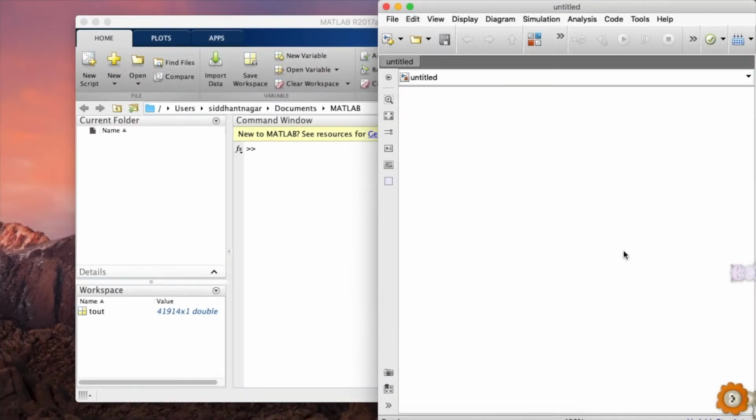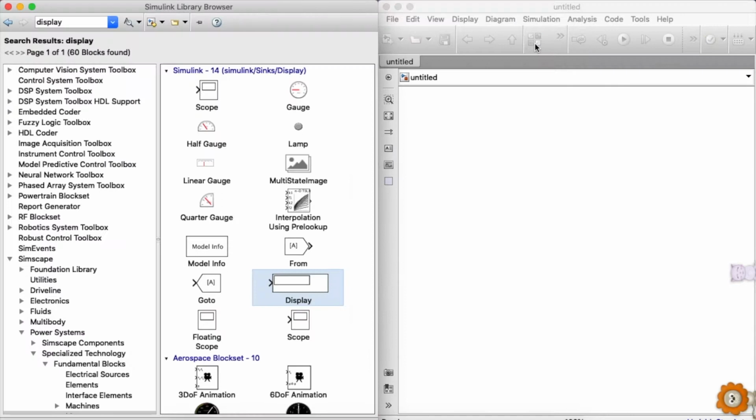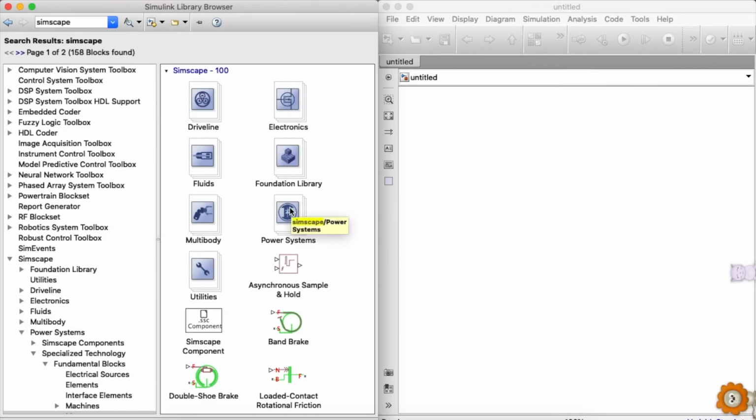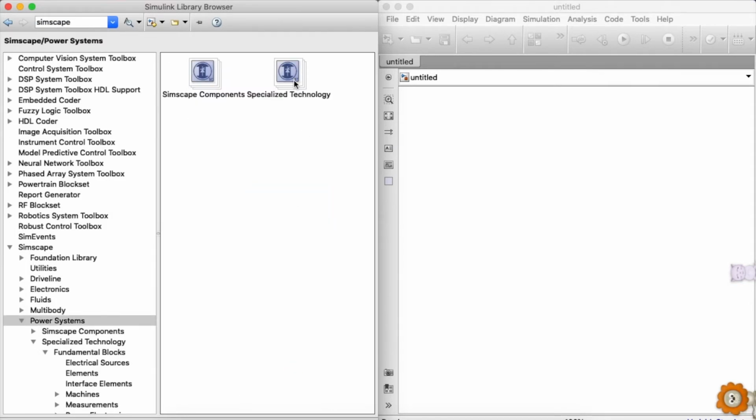This white area is where we are going to keep all our components and connect them. So to get the components, we'll hit this library browser. Now, Simscape contains approximately 60 to 70% of all the fundamental blocks. So we'll be using Simscape here. And then power system, then specialized technology.